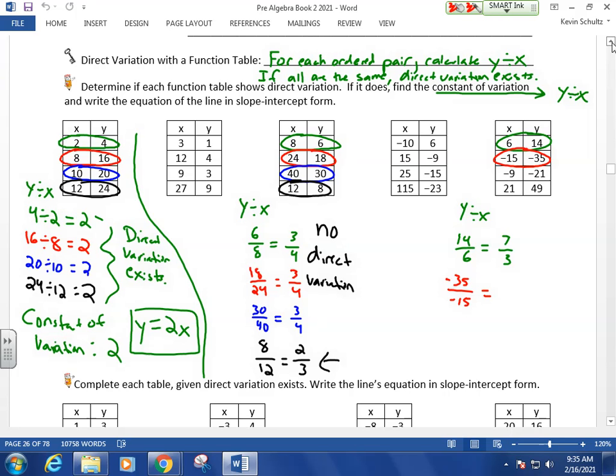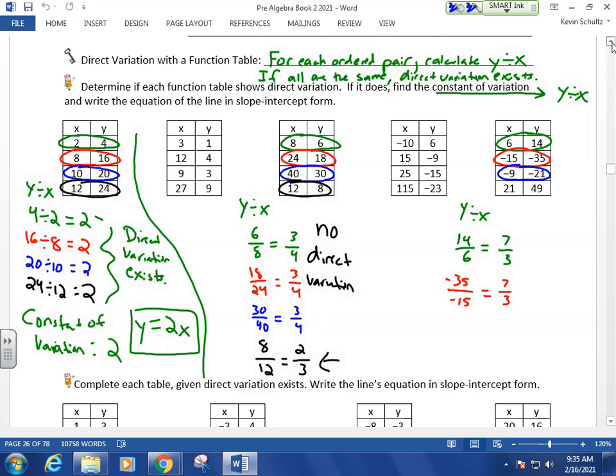Find the greatest common factor. Divide both numerator and denominator by that number. What do we get? Aiden? 7/3. And it's positive because we have those two negative signs that cancel out. The next one, negative 21 divided by negative 9.